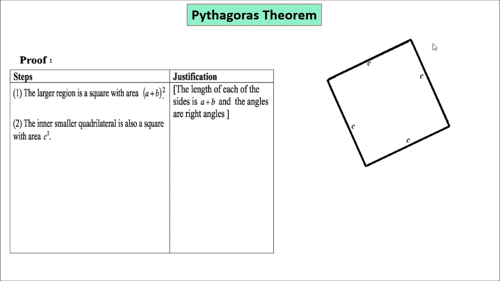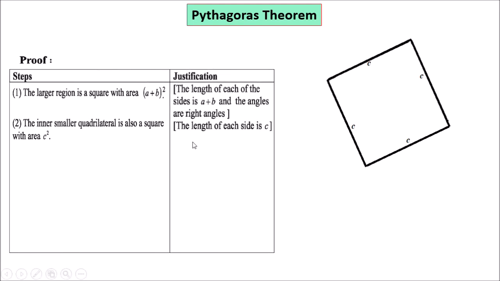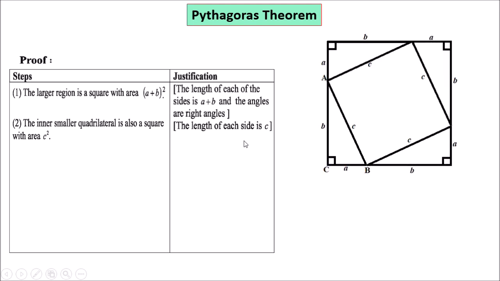Like the other one, the area of a square is side squared. Its side is what? C. So its area is C squared. Same things, I'm just writing. The length of each side here is C. Do you understand clearly? Okay, fine.